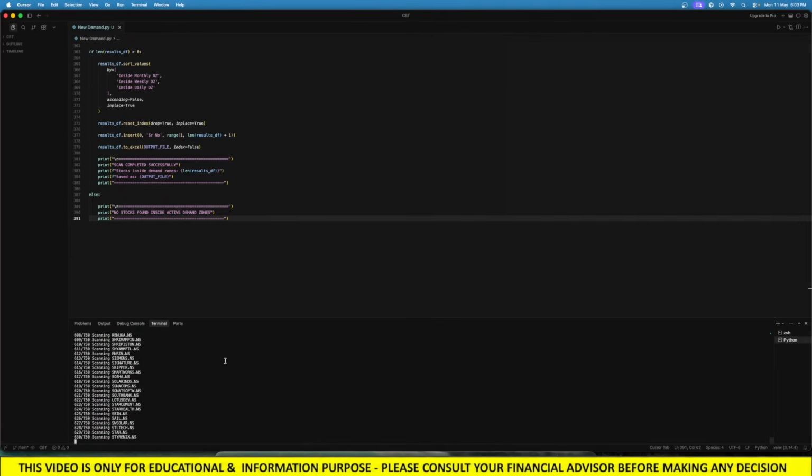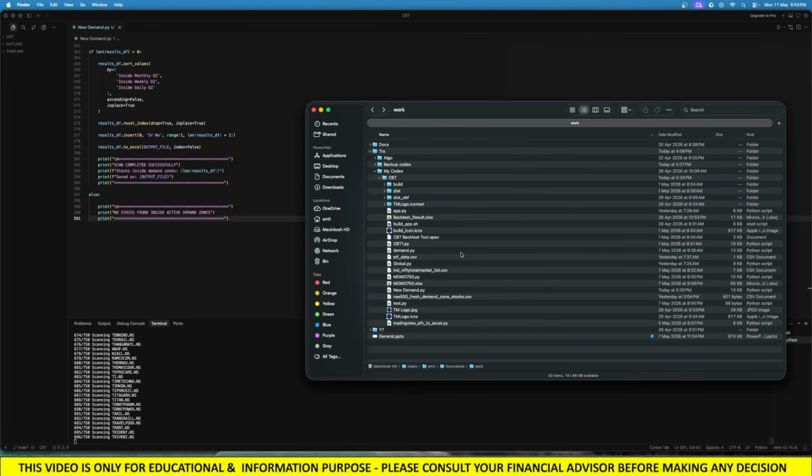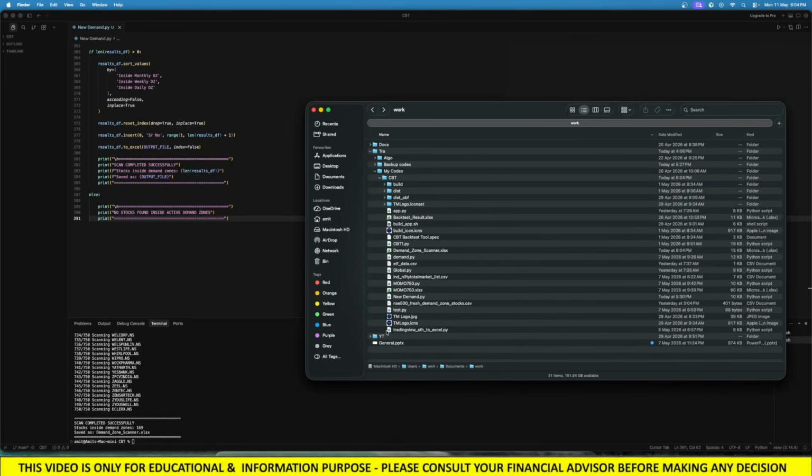Let's see if our code is completed. It's still scanning, another 100 stocks are remaining. It will save the Excel sheet in this folder only. It is completed. If you see, stocks inside the demand zone, 169 stocks filtered out of 750 stocks, and it gave us an Excel sheet with the name demand zone scanner.